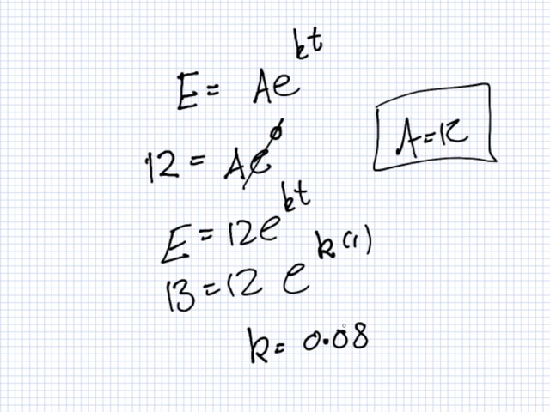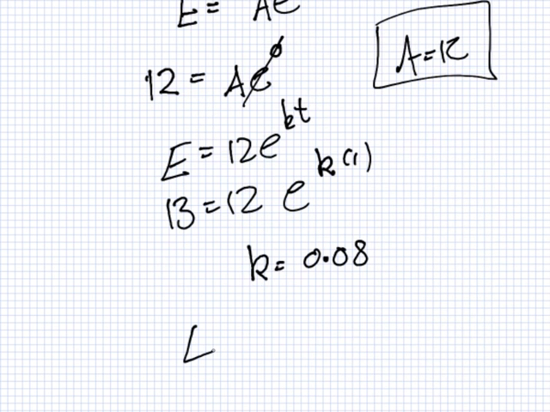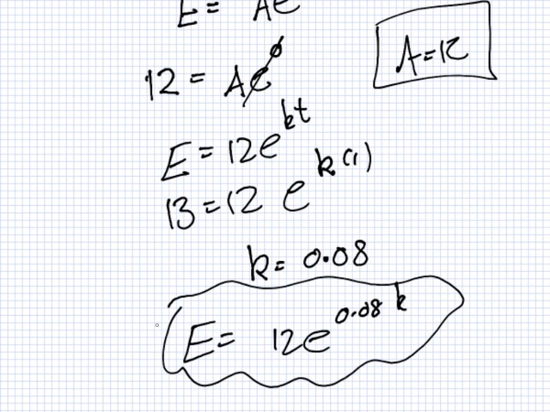Now, the people who used 1, did you get that for K? Yeah. And the people who used 365, you should have a much smaller number for K. Right, so our answer for the first part is E equals 12e^(0.08t). I don't know why I wrote K. Okay, can you try the B part now? Or do you have that done? No, okay.